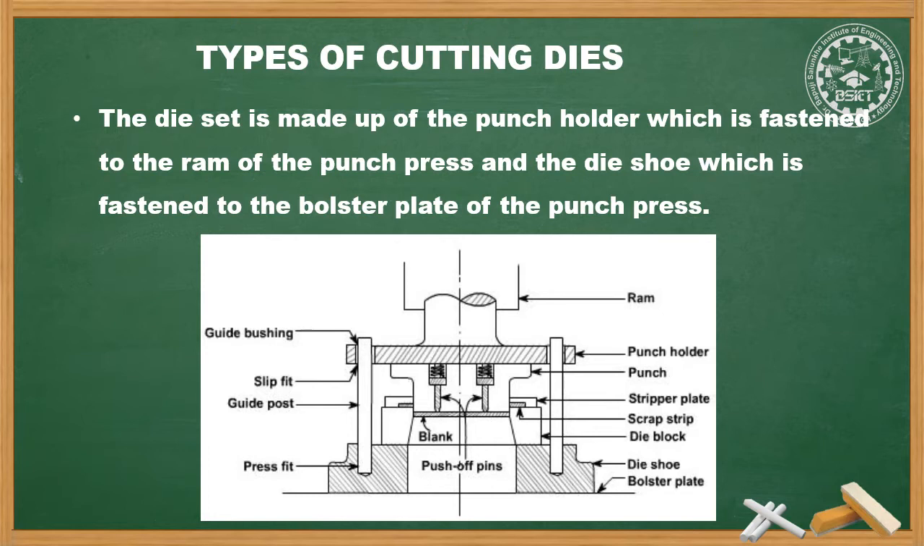The figure shows one type of stripper plate and push-off pins. The stripper holds the scrap strip so that the punch may pull out of the hole. The push-off pins are needed to free the blank in instances where the material strip clings to the bottom of the punch. This is necessary for thin material where lubricants are used on the material. This is the simple type of cutting die.